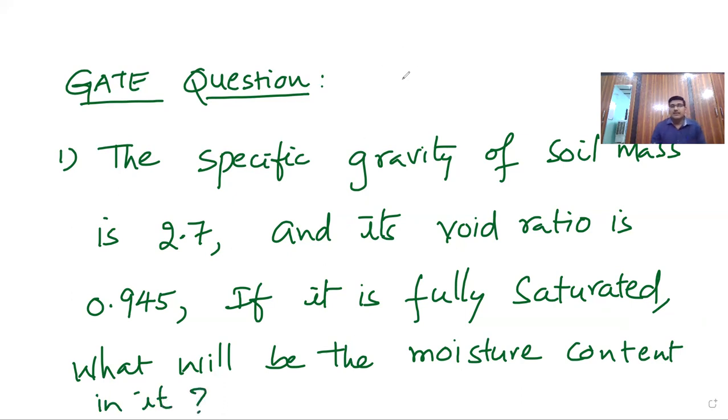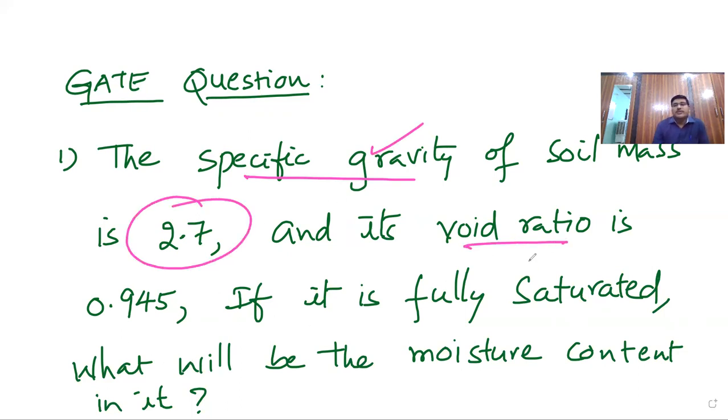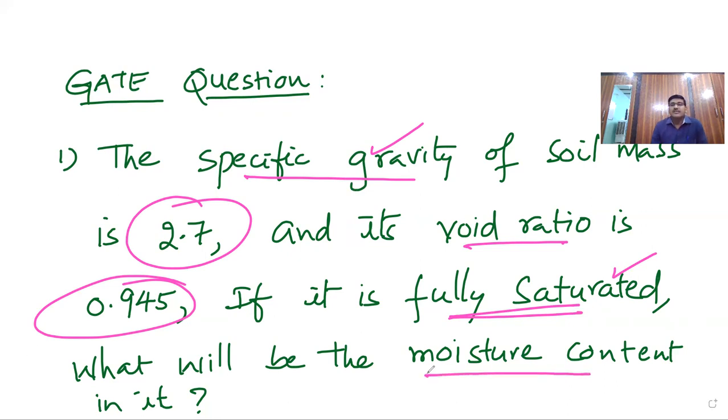How the clarity? First, you look at the problem before attempting the GATE question. All are conceptually very strong. So first understand carefully and highlight it. What is given? The specific gravity of soil mass is given 2.7. Void ratio is given 0.945. And it is clearly saying it is fully saturated. Fully saturated means all the voids are fully filled with the water. Then it is asking what is the moisture content. Is it clear?